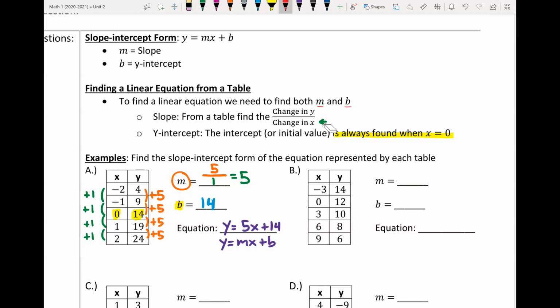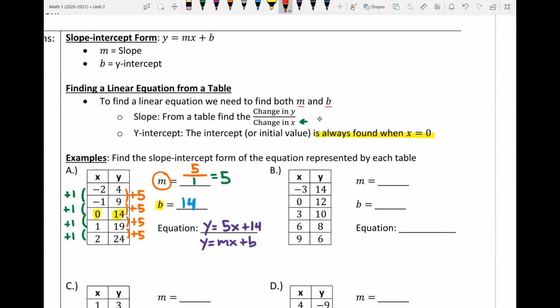Alright, so let's try another one. Problem B here. We again want to look at the change of y over change of x. My change in my y values, 14 to 12. What is our change from 14 to 12? That is going down by 2, so minus 2. 12 to 10, minus 2. 10 to 8, minus 2. 8 to 6, minus 2. So my change in my y value is negative 2.